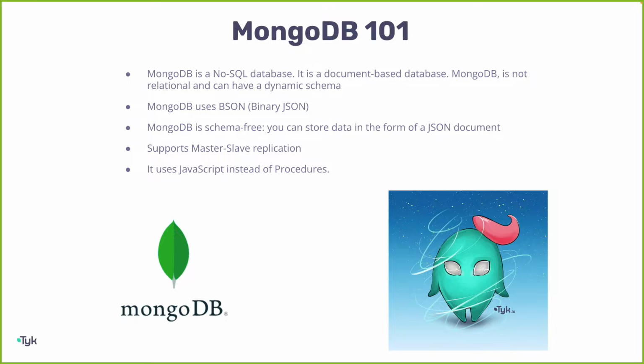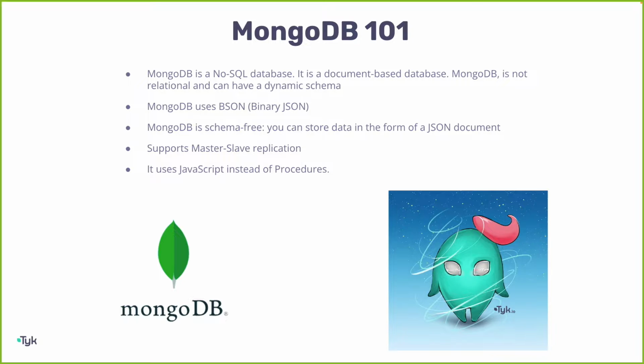The first topic will be some basics on MongoDB. What is that? MongoDB is a NoSQL database. It is a document-based database, and MongoDB is not relational and can have a dynamic schema. MongoDB uses BSON, which is binary JSON. So what is BSON? BSON is a binary representation format for structured data, which is used by Mongo.